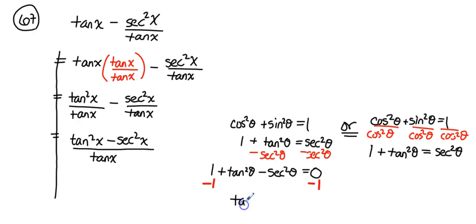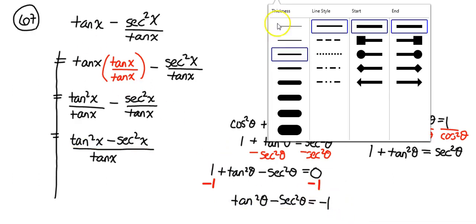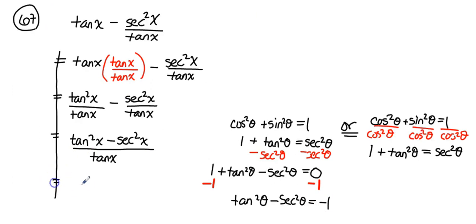So now I know that tangent squared minus secant squared equals -1. And that's what I need. Check it out. Tangent squared minus secant squared, tangent squared minus secant squared equals -1. So that entire numerator becomes a what? -1.